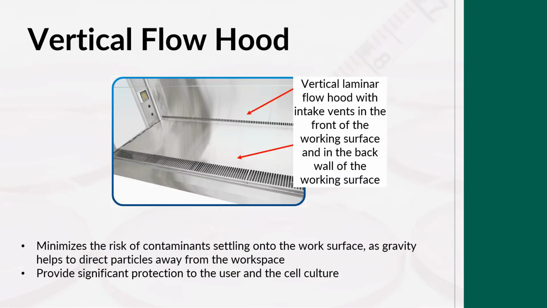Here is a real image of a vertical flow hood. As you can see here, this vertical flow hood has intake vents at the front of the working surface and also at the back, at the wall of the working surface. This particular flow hood minimizes the risk of contaminants which can settle onto the work surface as gravity helps to direct the particles away from the workspace. This kind of flow hood also provides significant protection to the user and the cell culture, better than the horizontal flow hood.